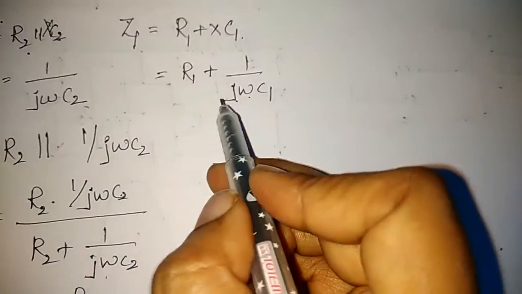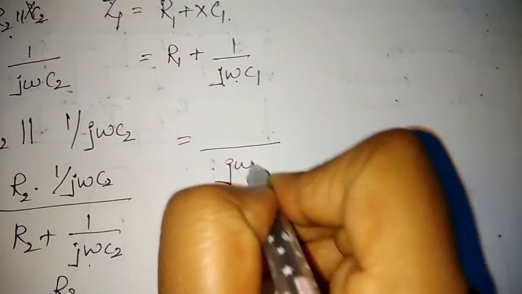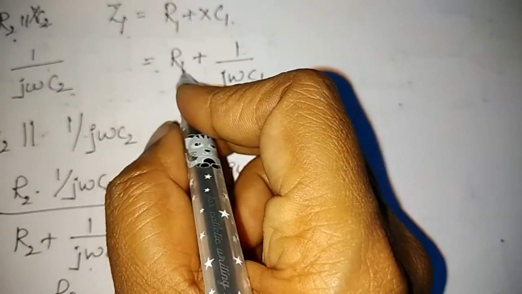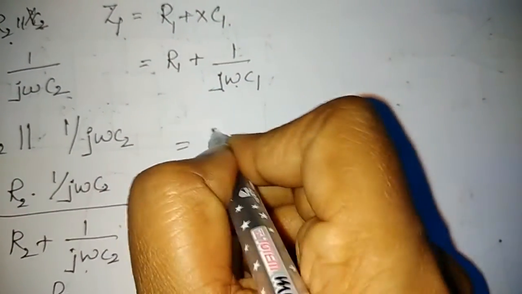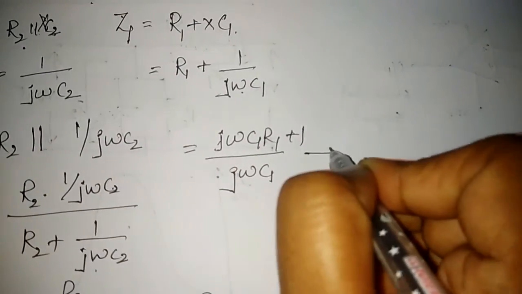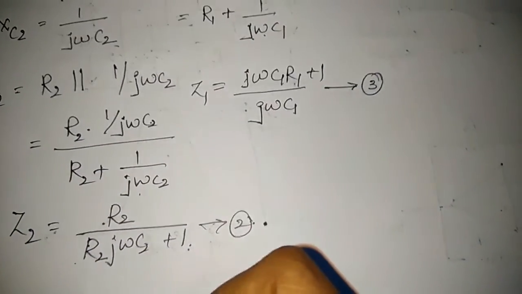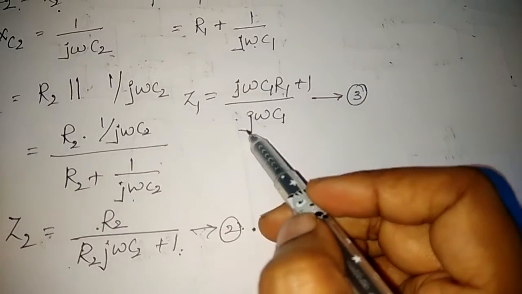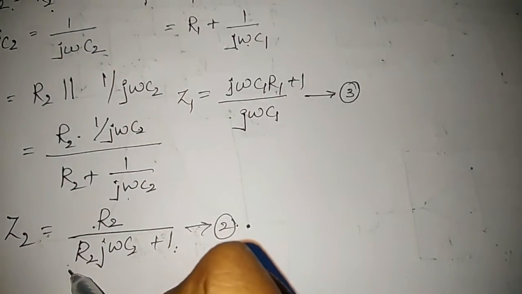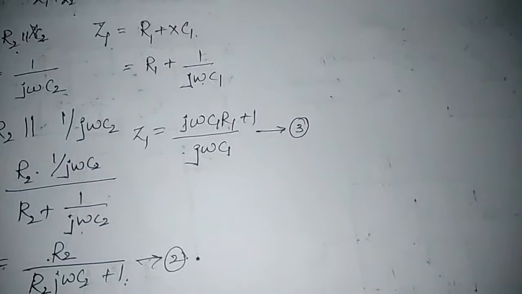Now simplifying Z1, what will I get? The LCM will be j omega C1, and this will get multiplied with this, so we'll get j omega C1 R1 plus 1, correct? Let me take this as equation 3. Now I have the values for Z1 and also Z2. Substitute the values of Z1 and Z2 in equation 1, and that will give you the gain.